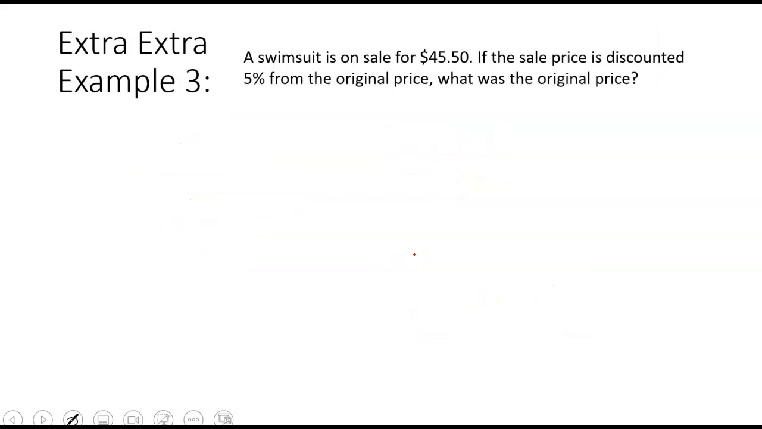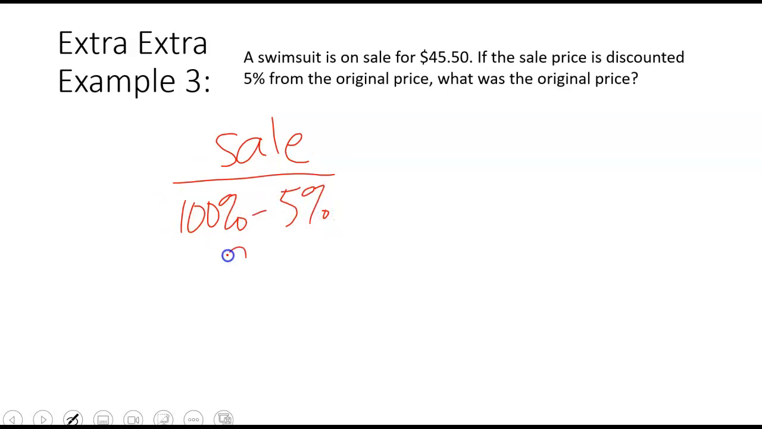A swimsuit is on sale for $45.50. If the sale price is discounted 5% from the original price, what was the original price? So again, we're going to take the sale price and divide by 100% minus 5%, which is 95%. So you got 5% off, which means you paid 95% of the initial cost. Does that make sense why it's 95? Because 5% is taken off of that 100% for your sale.